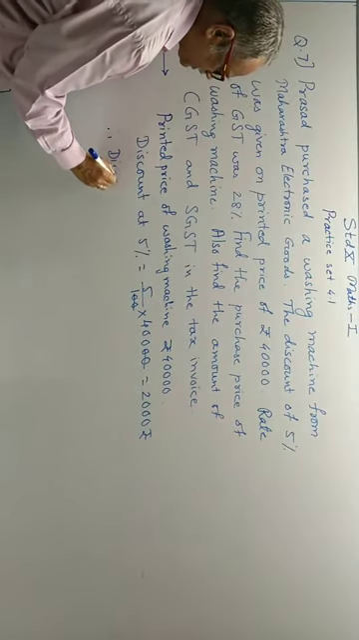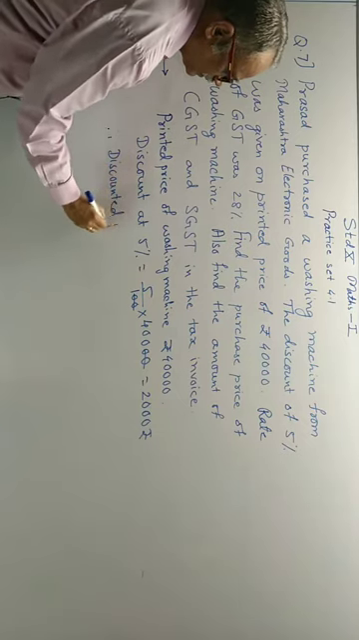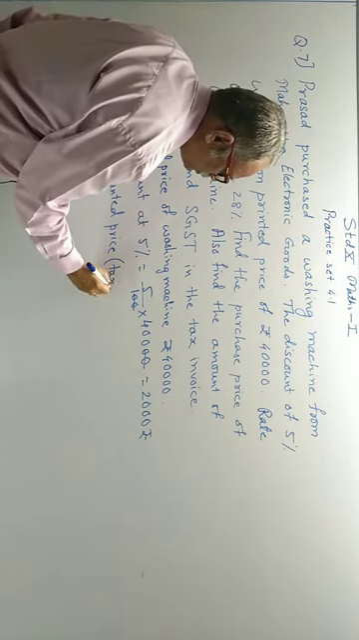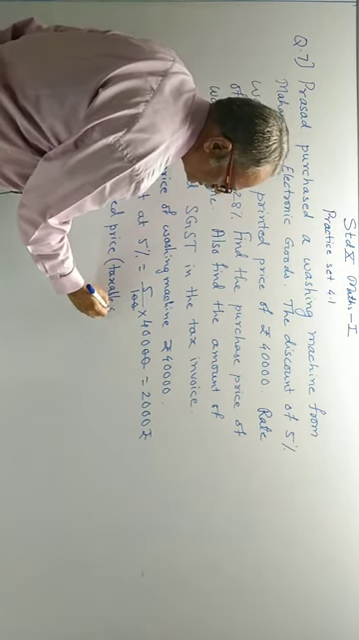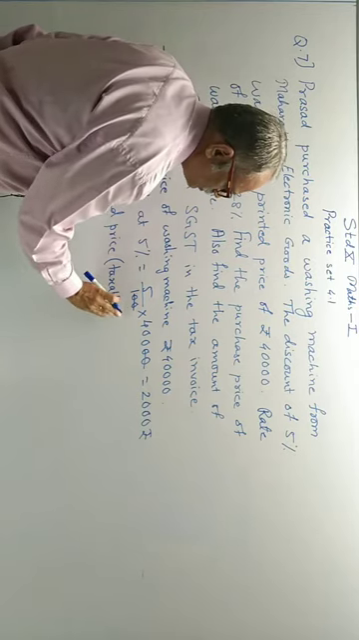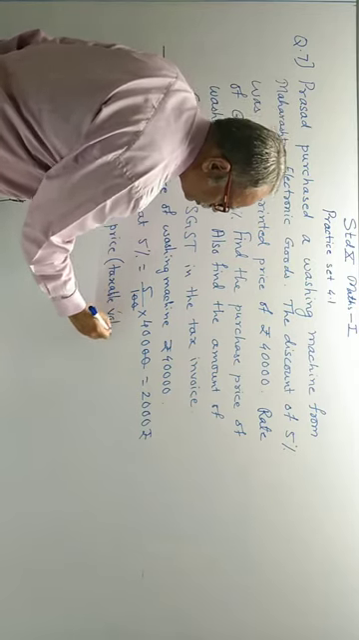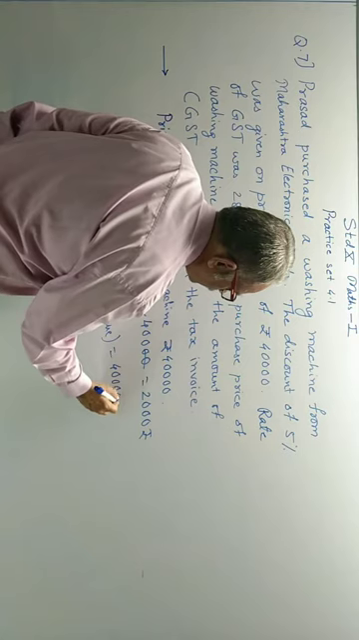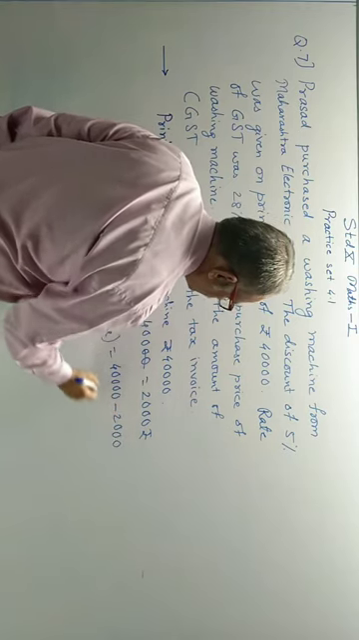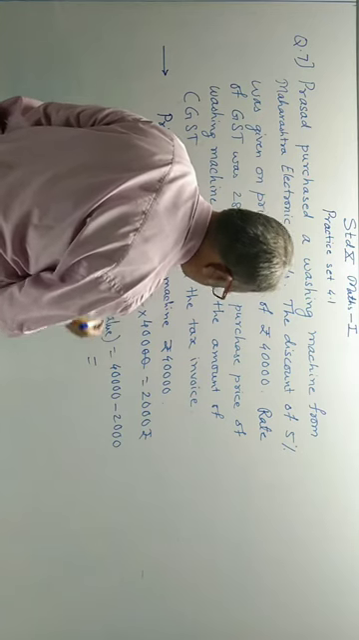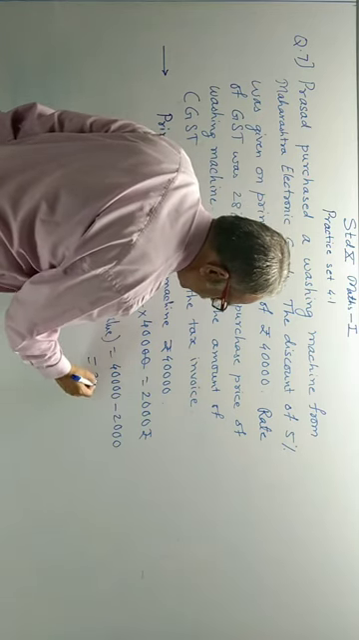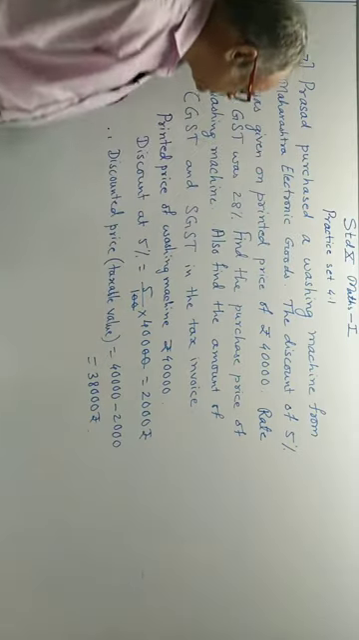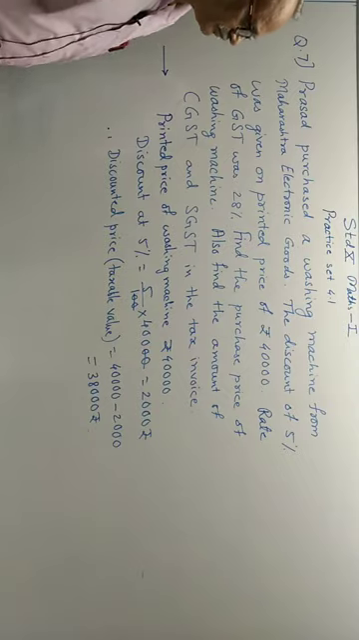discounted price, in brackets, the taxable value on which tax is to be taken. Taxable value is equal to the printed price 40,000 minus 2,000. Since the discount is given, it is called the discounted price or taxable value, 38,000 rupees. Then on this 38,000, GST is to be calculated.